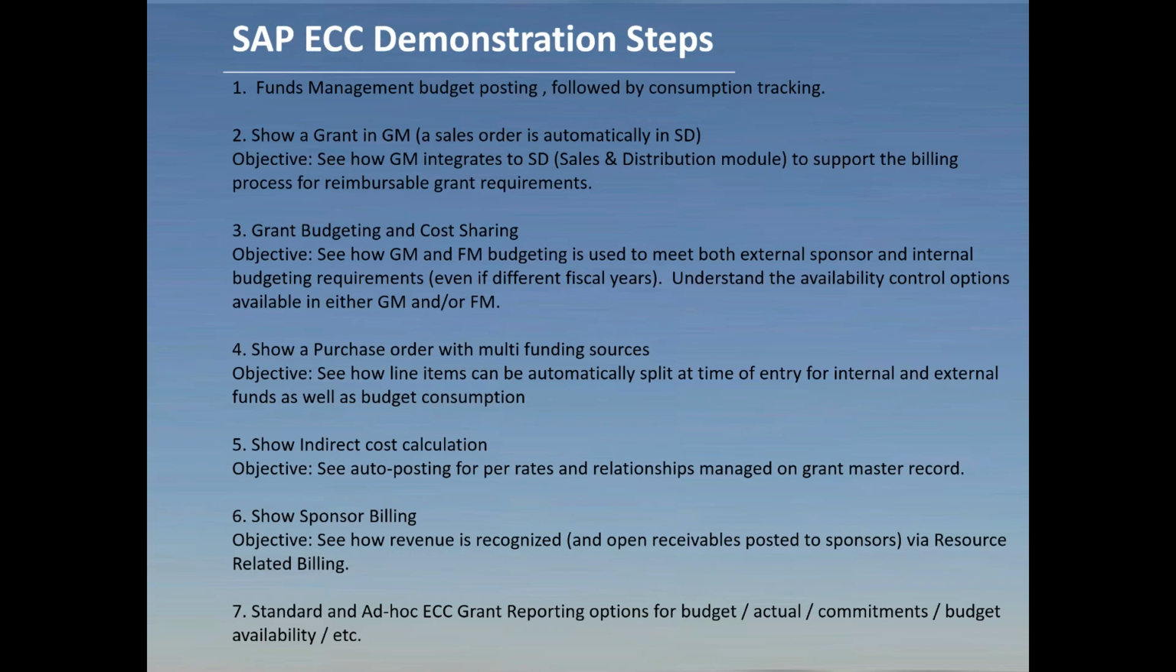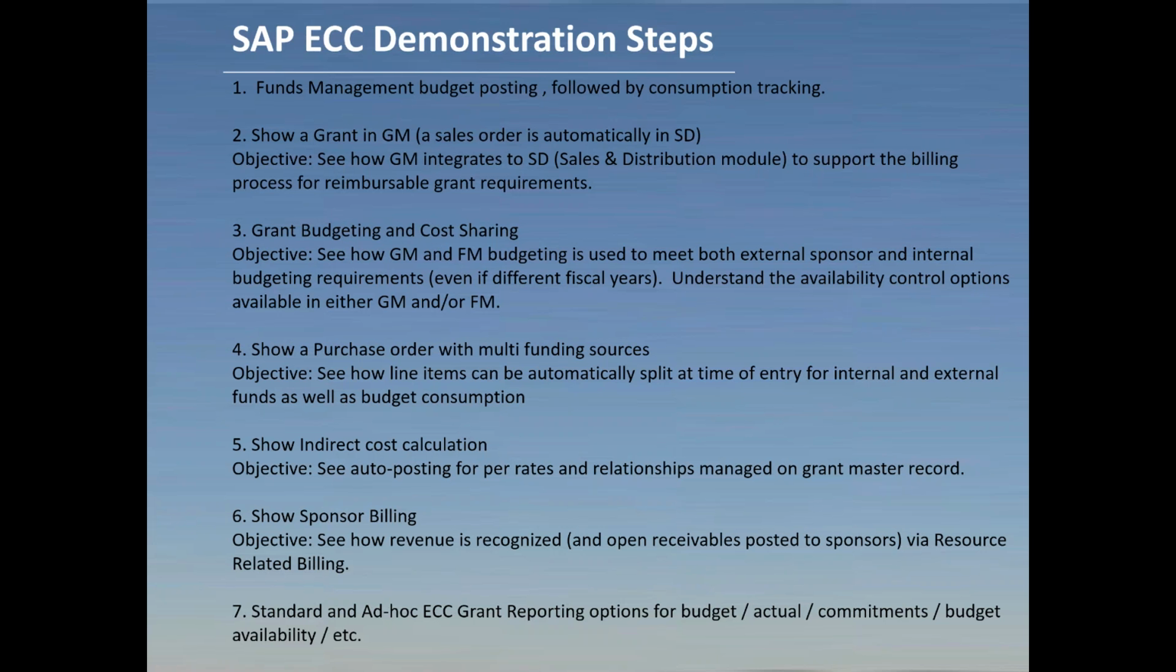So for the demonstration today, we're going to look at funds management budget posting, followed by consumption tracking. We'll show a grant in GM, and this is going to show us how GM integrates to sales and distribution or billing, supports the billing process for reimbursable grants requirements. We'll check out grant budgeting and cost sharing, and this just shows that GM and FM budgeting is used to meet both external sponsor and internal budgeting requirements, even if they have differing fiscal years. We'll briefly show you the availability control options for tracking your budget and monitoring your active budgets.